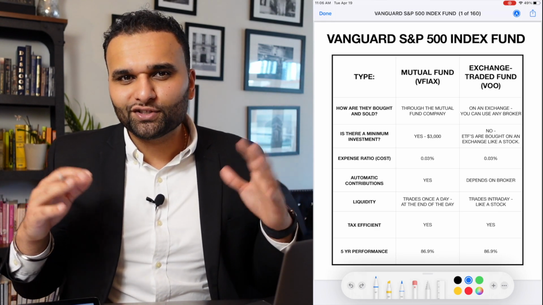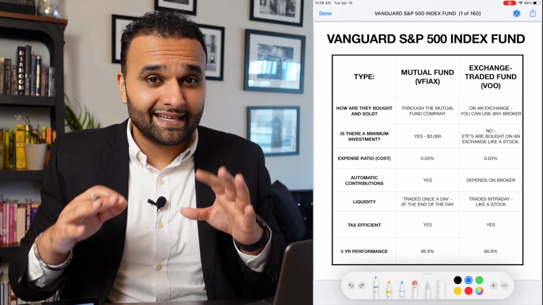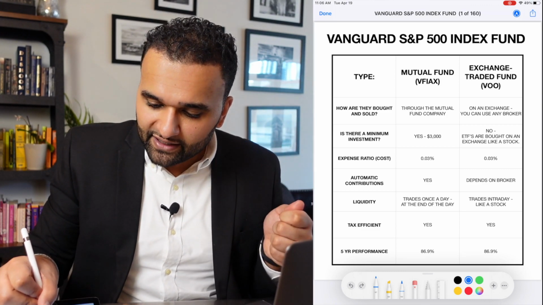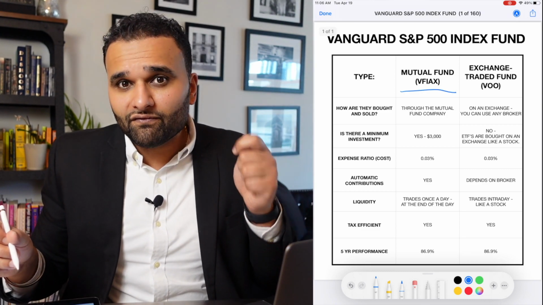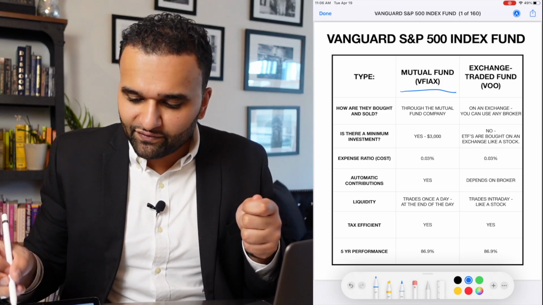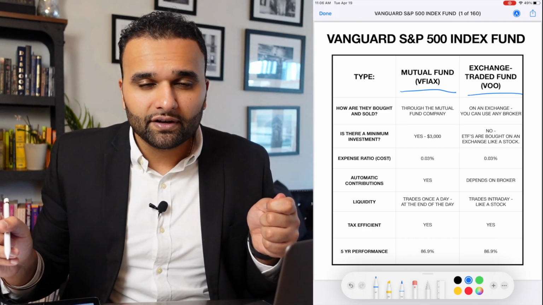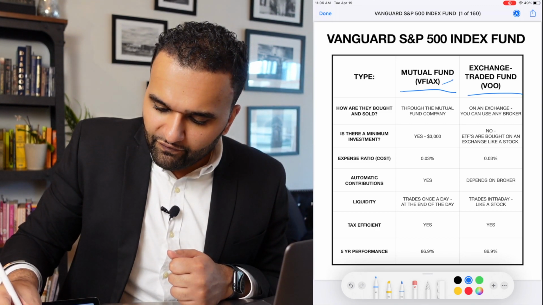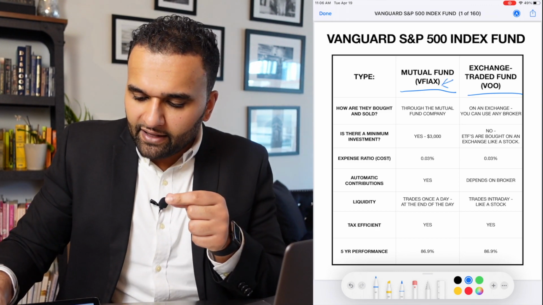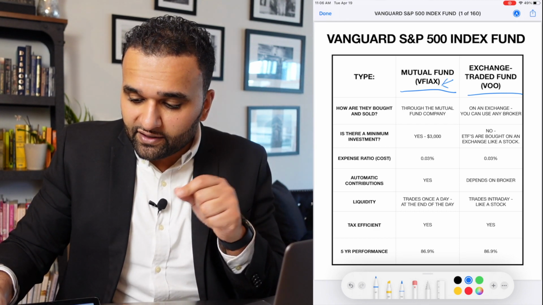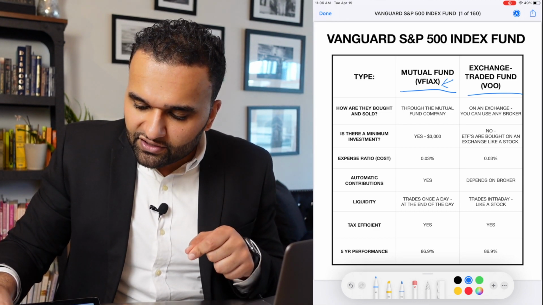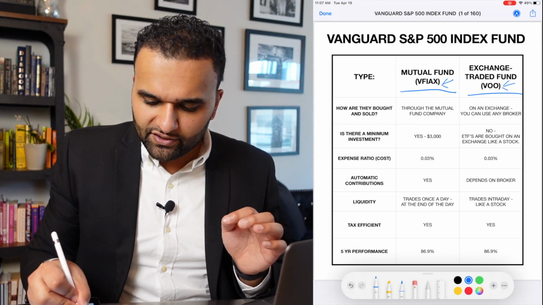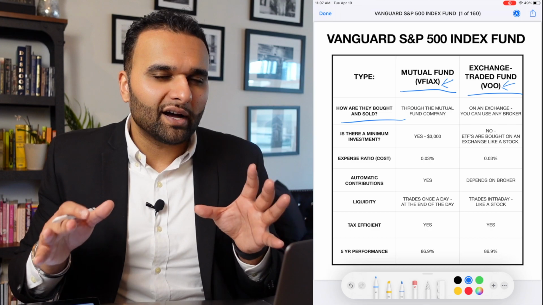And I went ahead and put together a slide that better illustrates the key differences between a Vanguard S&P 500 Index Fund mutual fund and a Vanguard S&P 500 Index Fund ETF. And for your knowledge, the mutual fund is sold under ticker symbol VFIAX, and the Vanguard S&P 500 Index Fund ETF is sold under ticker symbol VOO.